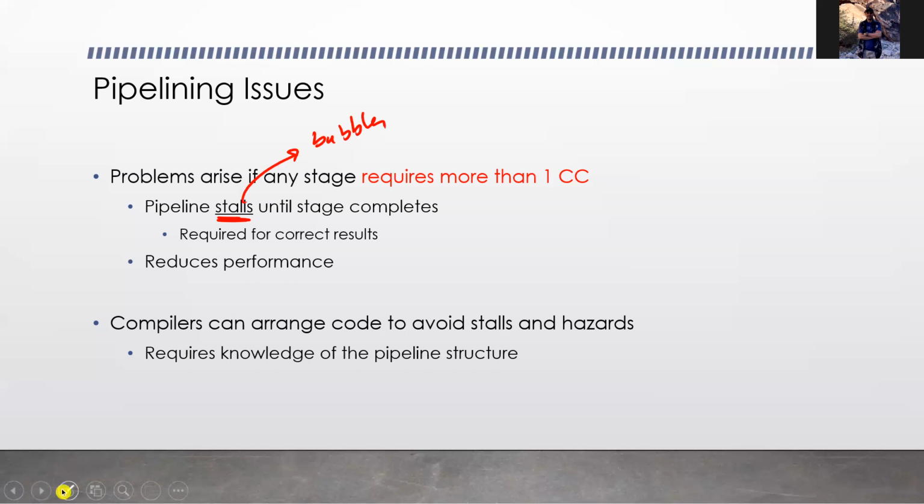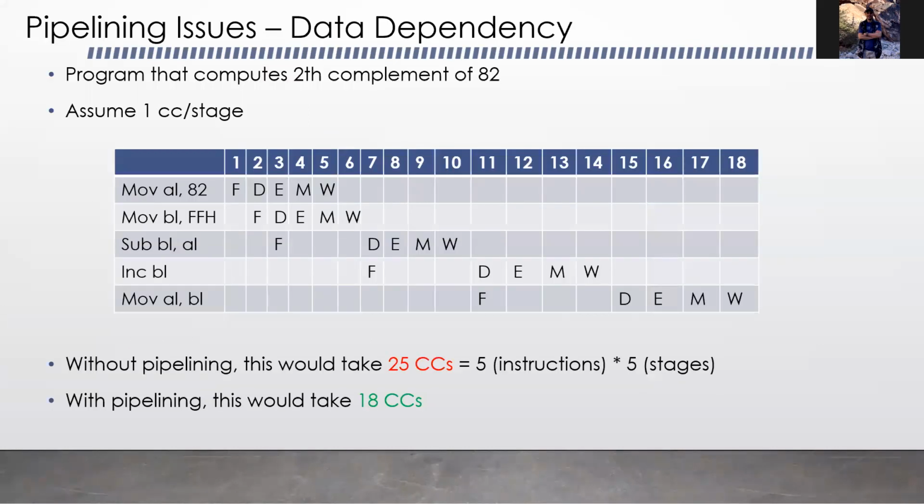Let's see an example. Here is an example for data dependency hazards, in which you have again 5 instructions, but these instructions now have some dependency. So for example, the first and the second instructions are independent. This is move AL 82, this is using AL, the second one uses BL. So the pipelining will run smoothly, no problem at all.